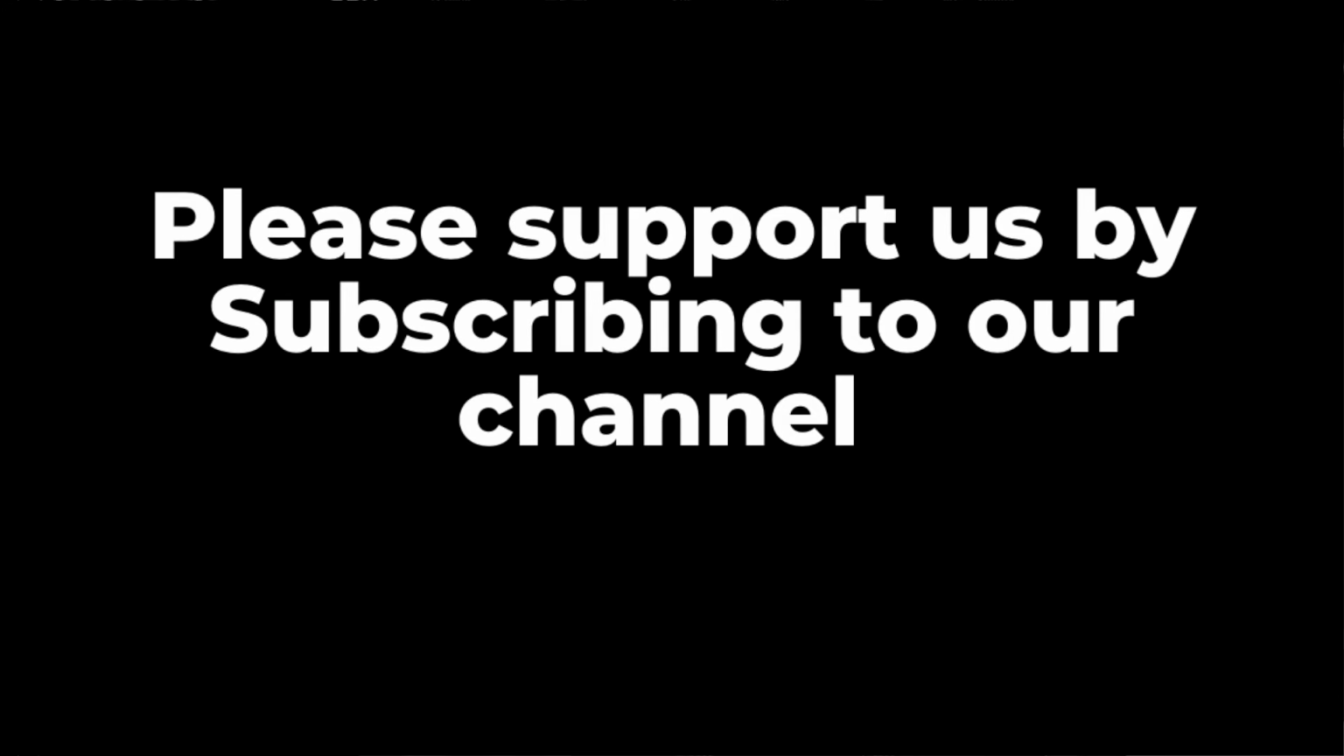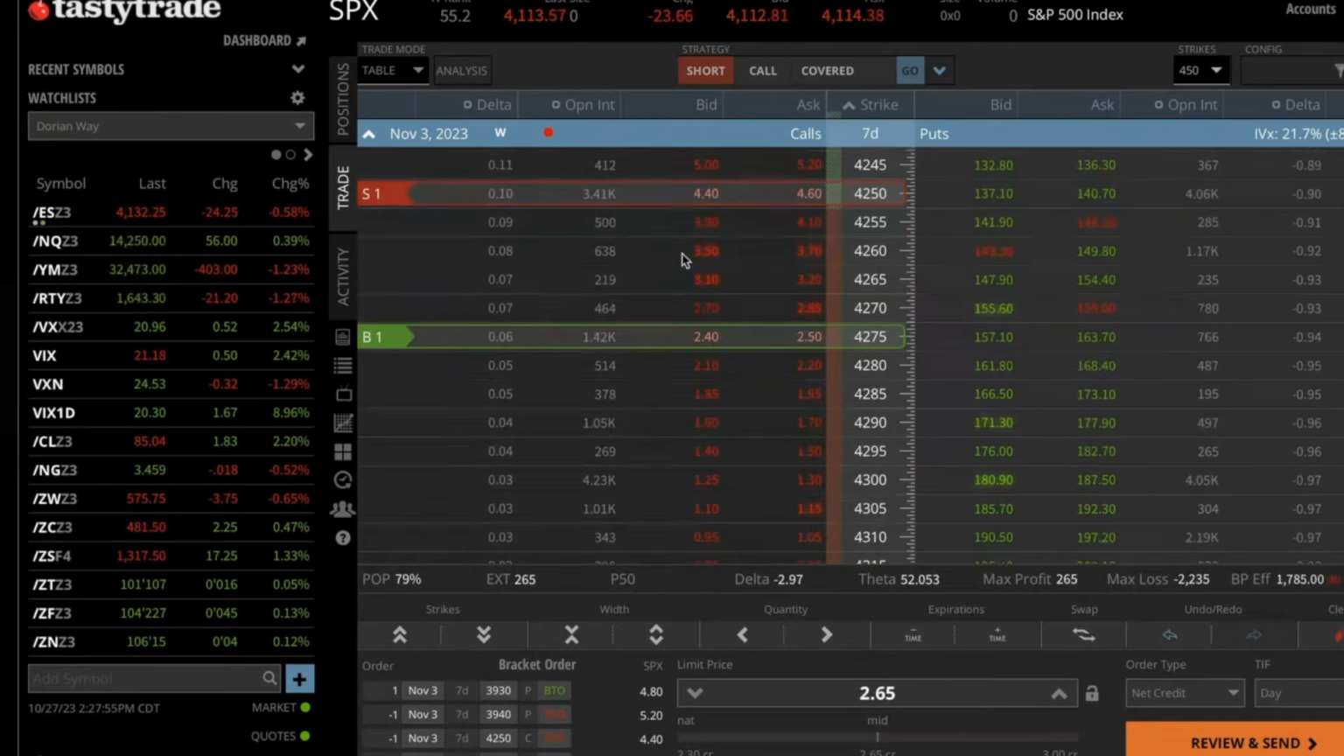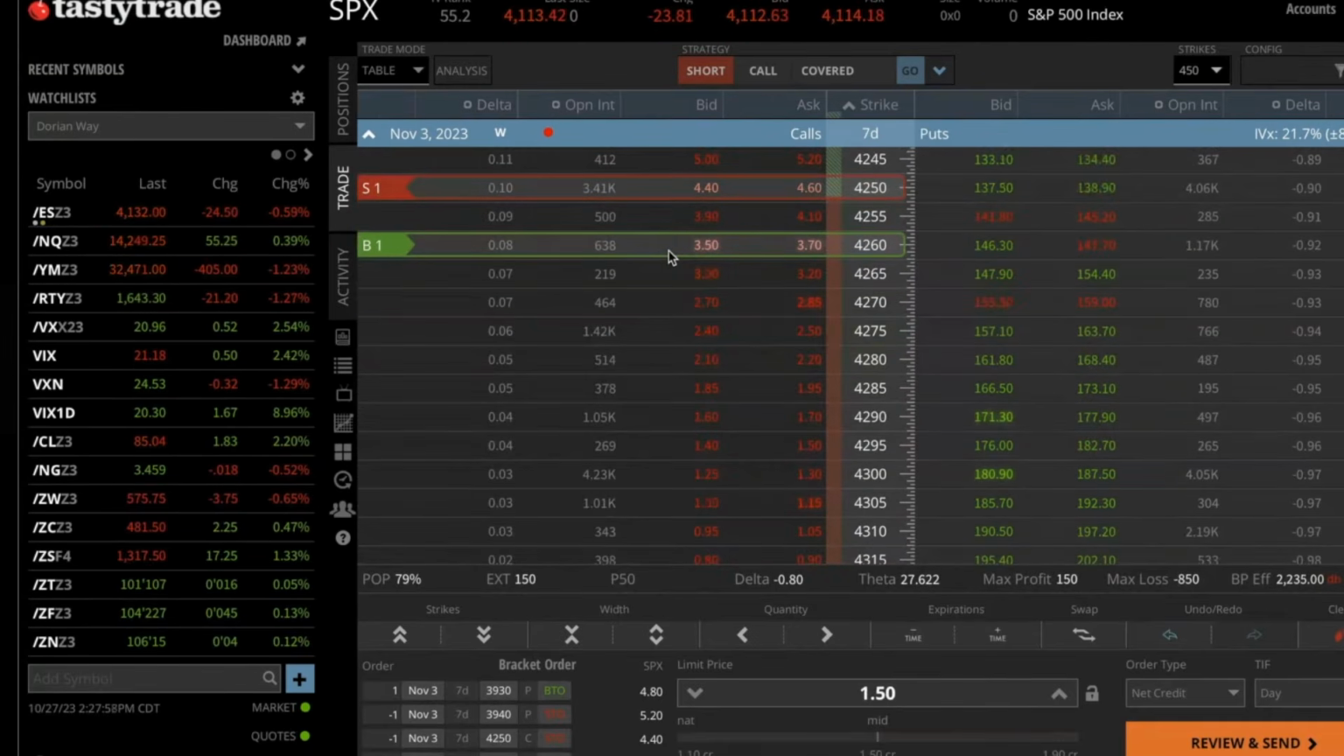Because I believe I can adjust this and be safe on it, I could decide to just go to the 10 delta on both sides and collect a lot more in this case and say volatility is overstated. If the market goes up, volatility is going to come down and we're going to be fine. So this is collecting 150 on this trade.